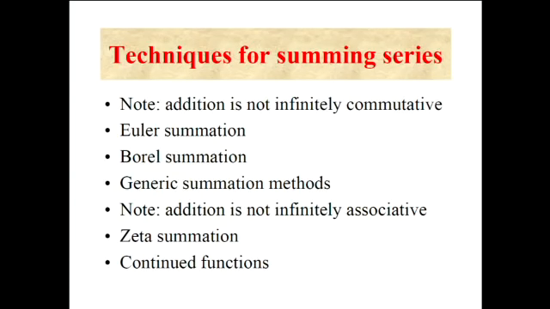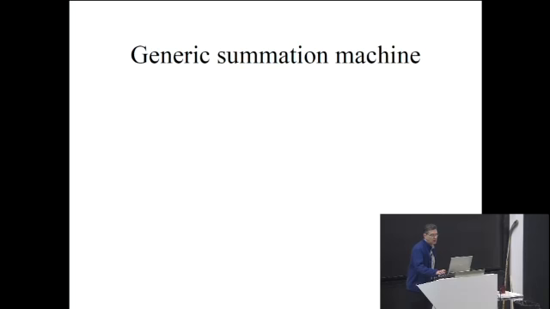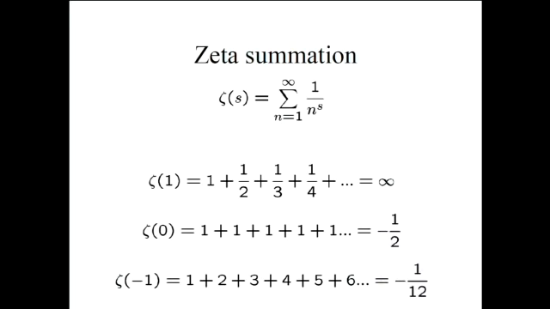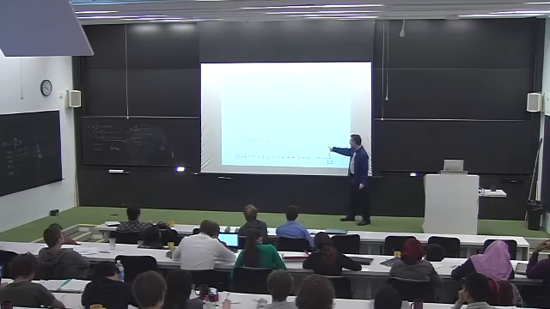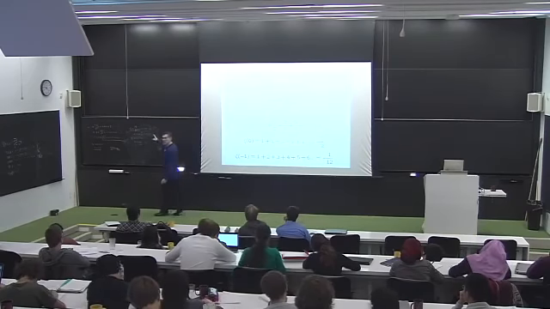Now, I wanted to make a brief remark about zeta summation. Just to show you, if you calculate zeta of 1, you get infinity. I have no problem with that. Zeta of 0 is minus 1/2. So this is a different result from what we get from our summation machine.